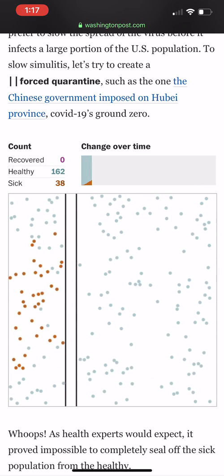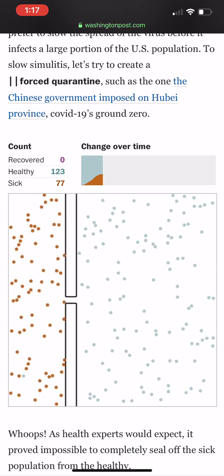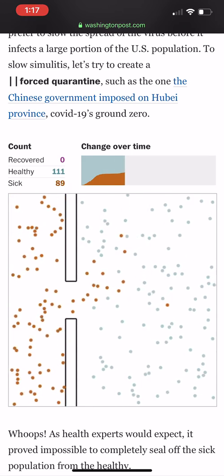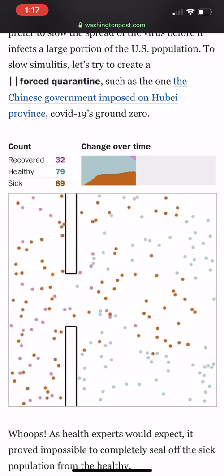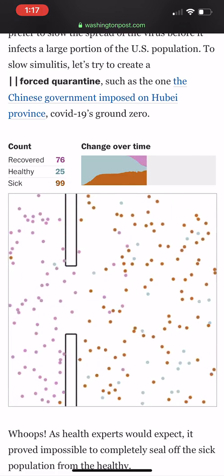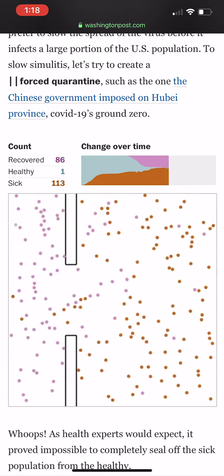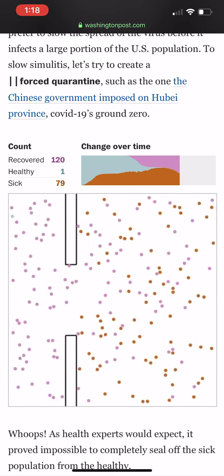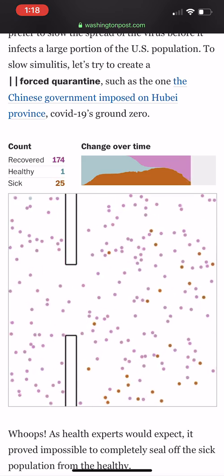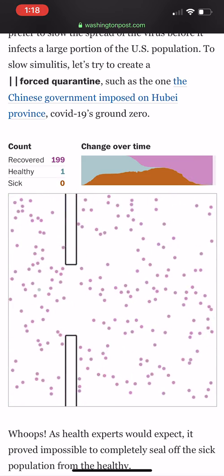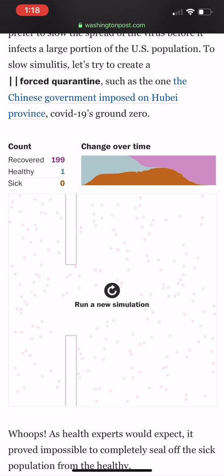There's the sick people, they're staying at home. Now the sick people are going out into the population. People are recovering. But you'll see that it's not really a bell curve anymore. And this is what the other article was talking about on Friday. It was talking about flattening the curve, which is what we're trying to do right now.